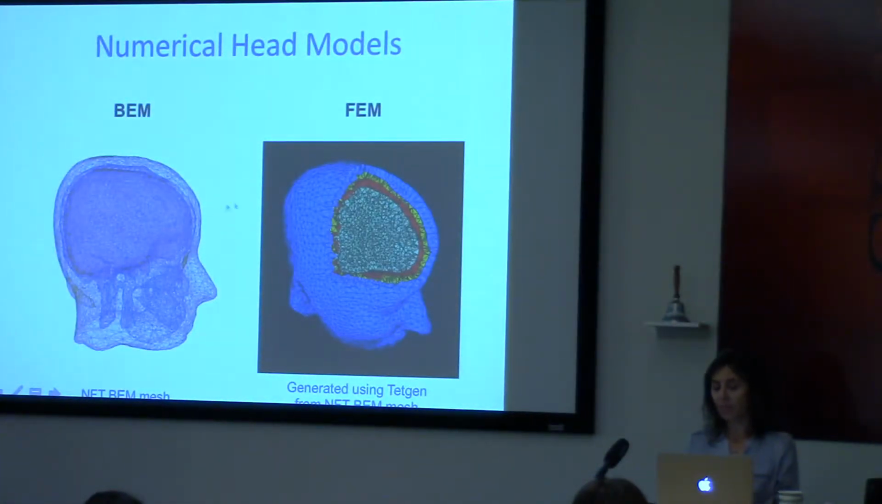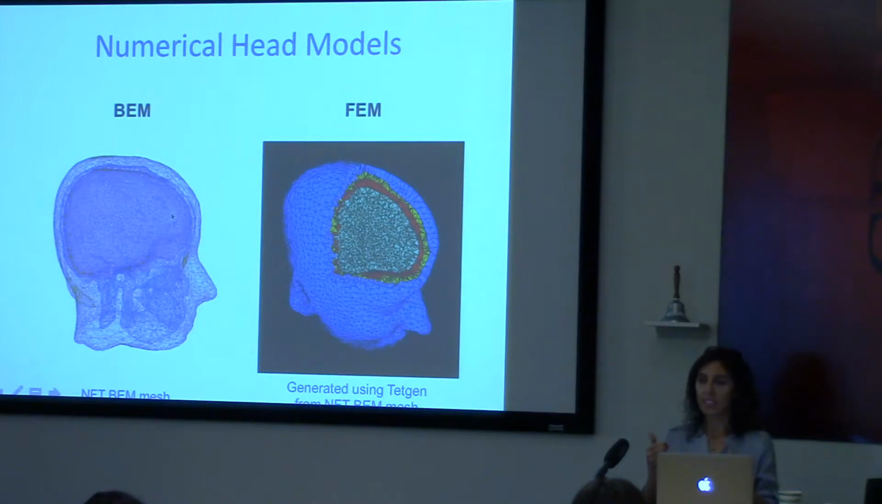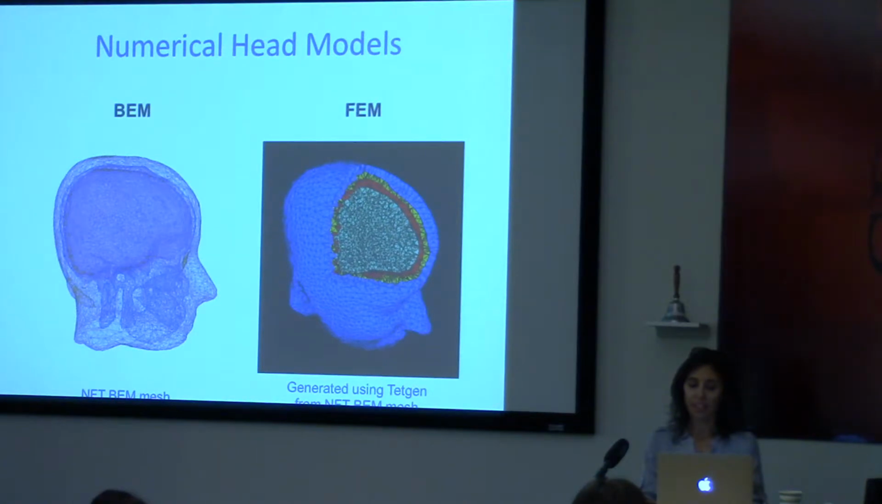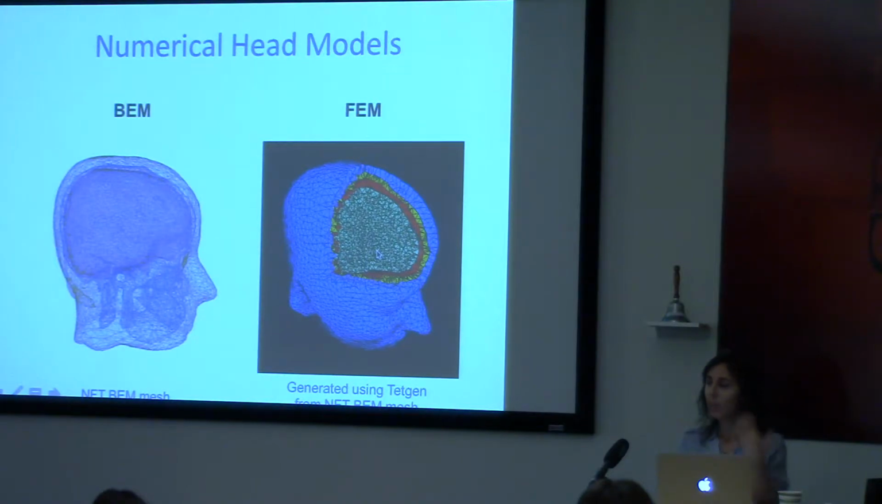Here are two examples, the boundary element method and the finite element method. The boundary element method models the conductivity layers, like the brain layer, CSF layer, skull layer, and scalp layer, and the potentials are calculated only on the conductivity layers. Whereas in the finite element method, we model the whole head volume by small elements. We can use cubic elements or tetrahedral elements. So we can compute the potentials anywhere in this volume.